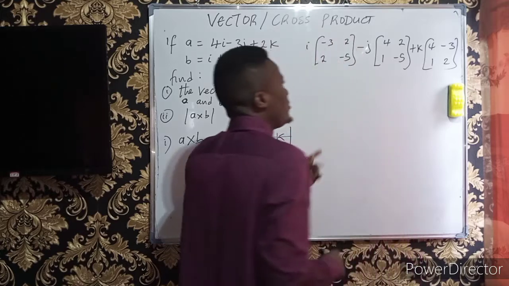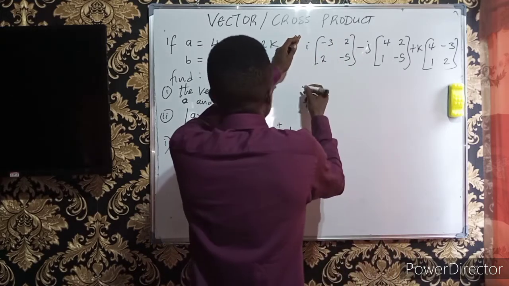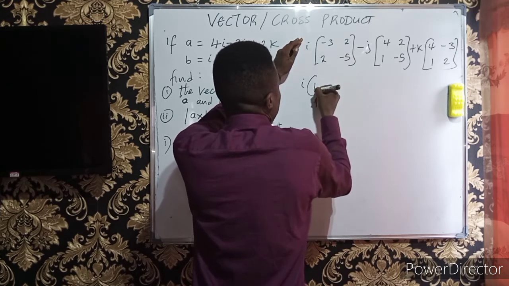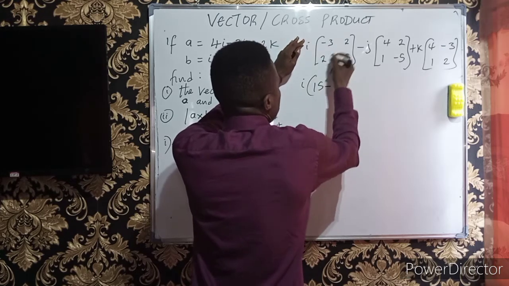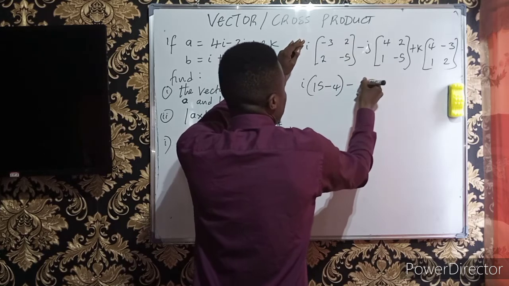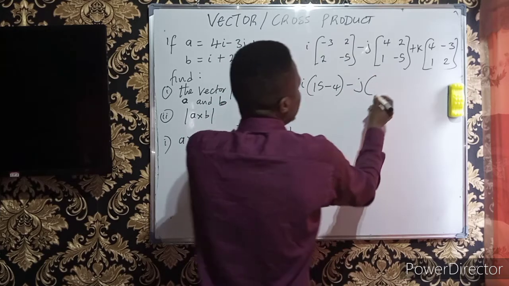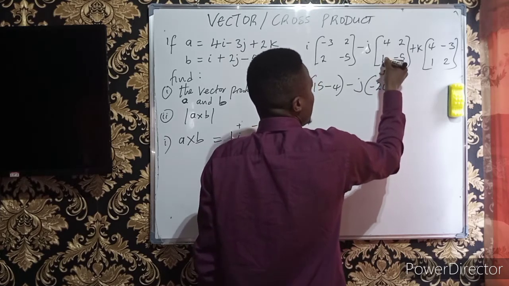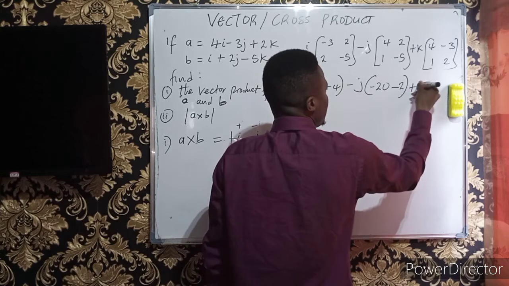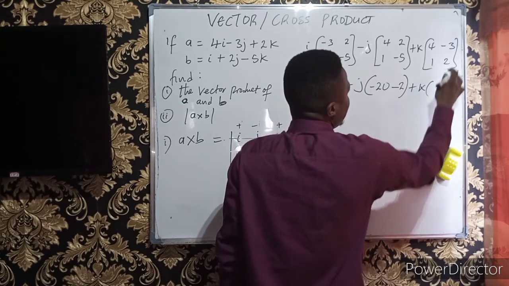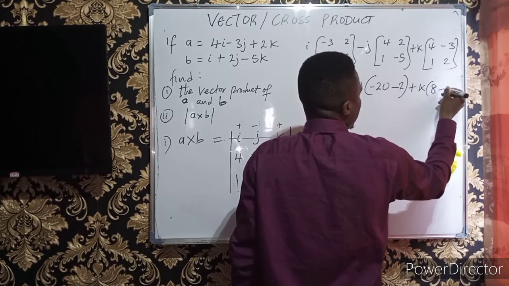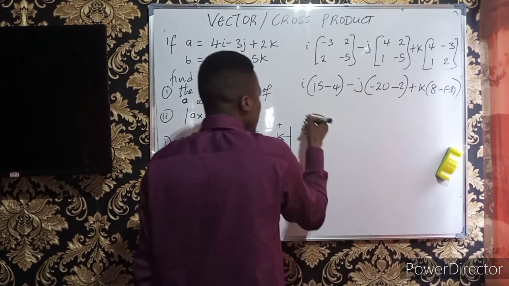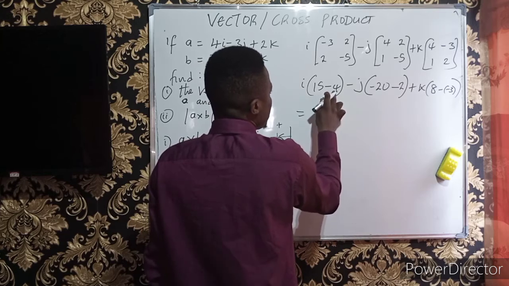So to get the determinant of these 2 by 2 matrices, we shall have it as I into minus 5 times minus 3 is 15, minus 2 times 2 is 4. You do a sort of cross multiplication. Minus 5 times 4 is minus 20. You put minus, 1 times 2 is 2. Plus K, we have 2 times 4 is 8, minus 1 times minus 3 is minus 3. So finally we have 15 minus 4 is 11.